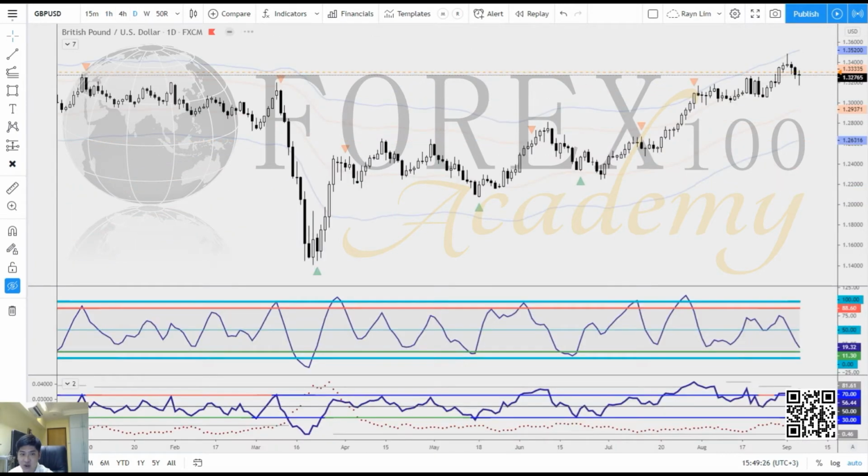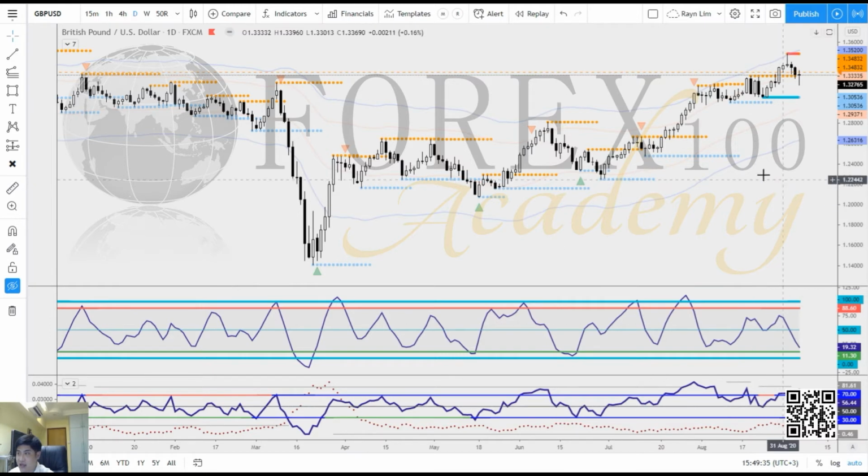Back to the daily chart, let me share with you my analysis. So over here, what you can see is this indicator that I'm using, which pretty much helps traders to identify the buying opportunity and the selling opportunity. All right, and I pretty much do teach that.